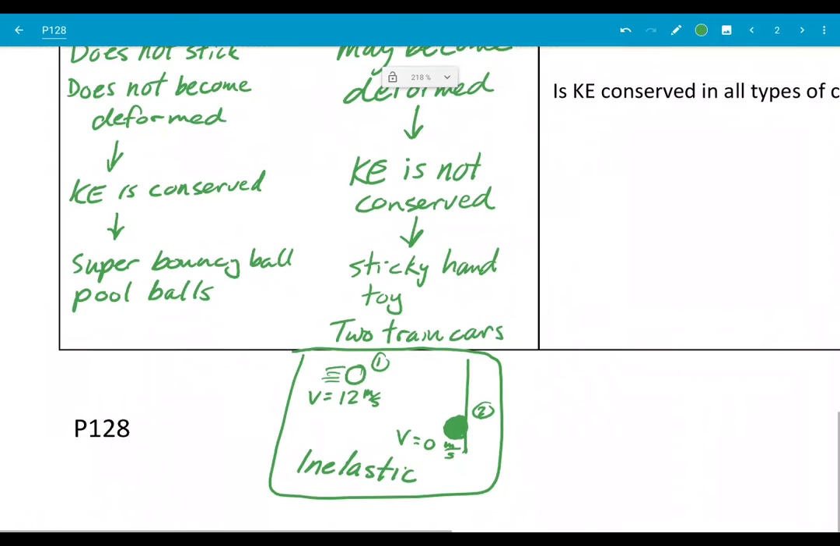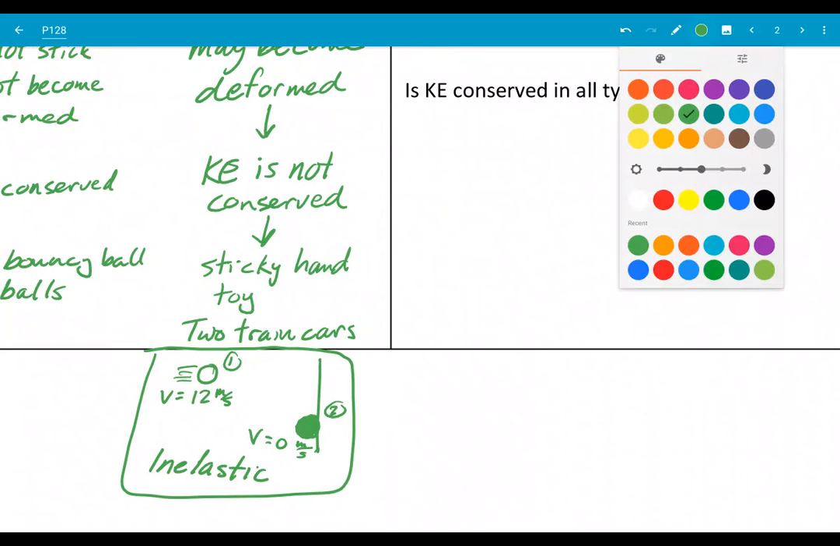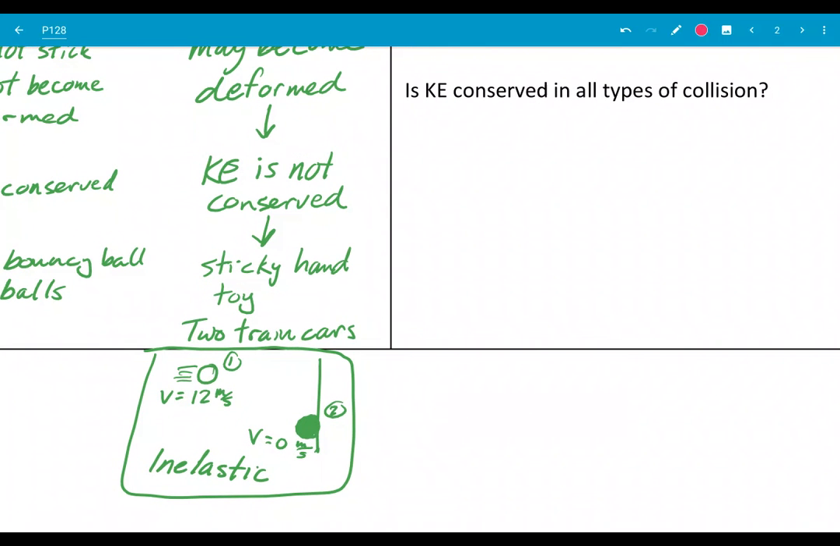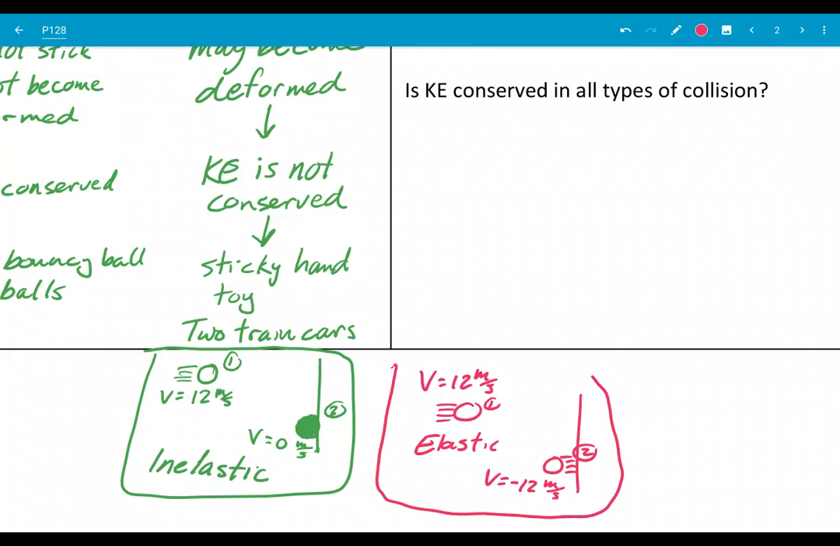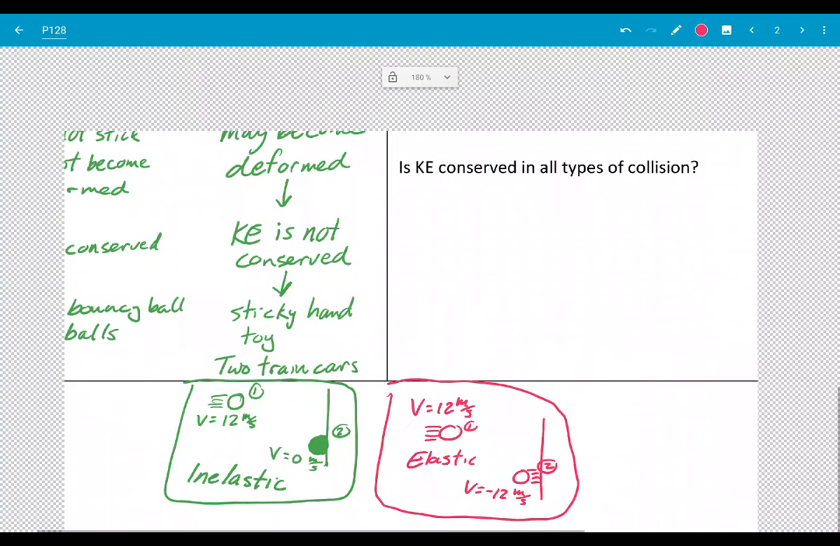Okay, off here. If it was elastic, I'll just redraw it with this color, then the ball would have a 12 meter per second velocity, be going this way, hit the wall, right, and then bounce off going the other direction with a velocity of negative 12 meters per second because it's going the opposite direction. This is elastic. Okay, it bounces off and goes the other direction. That's elastic.